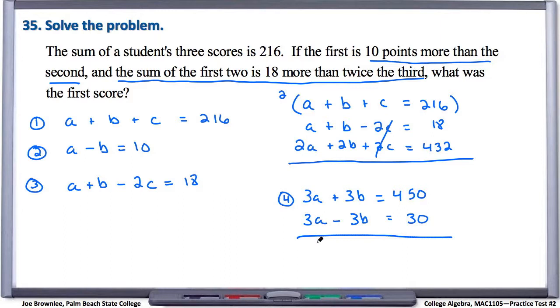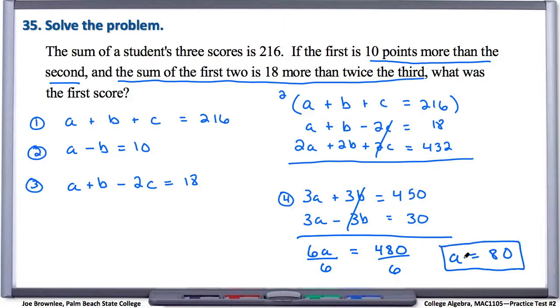So 3A plus 3A gives us 6A. The B's go away. And 450 plus 30 gives us 480. And if we want to solve for A, we'll divide by 6 on both sides. And that'll give us A equals 80. All right, and so there we have it. A equals 80. And again, recall that A represented the first score of this student's 3 scores.